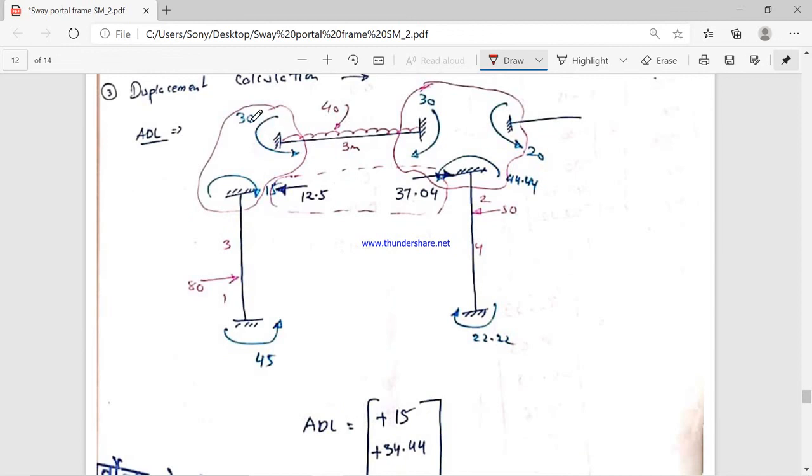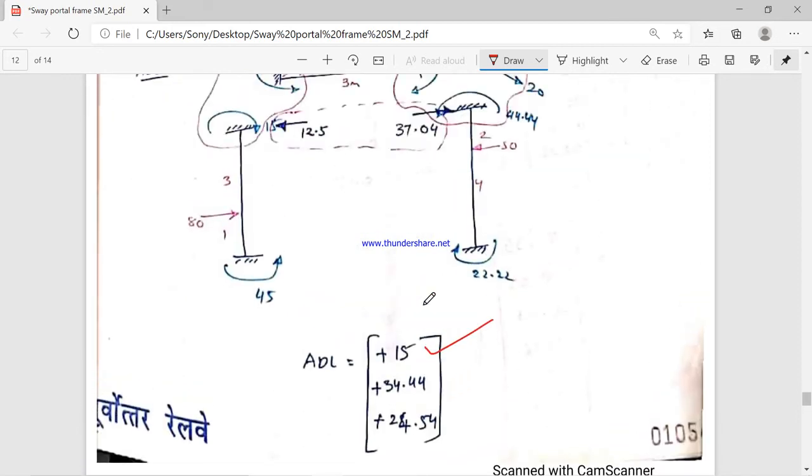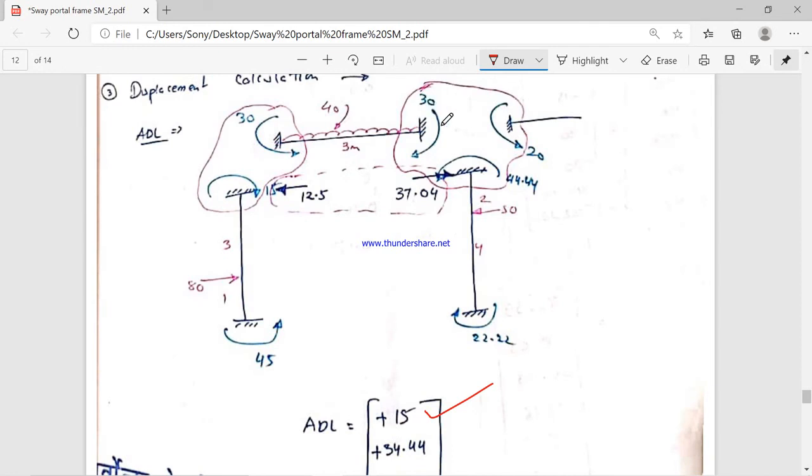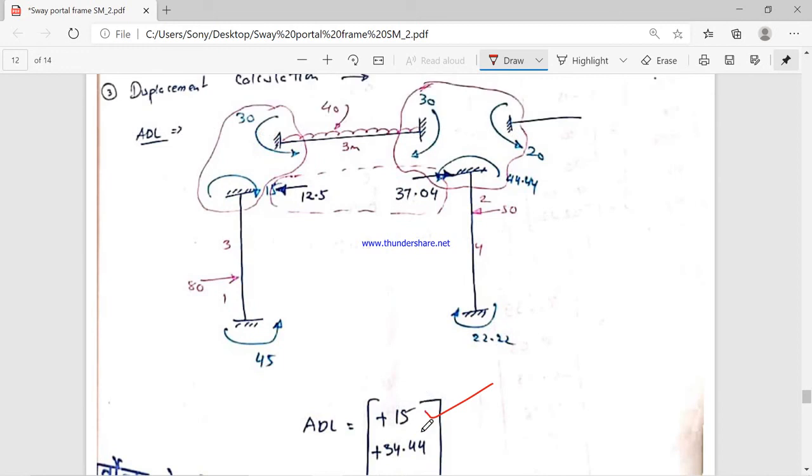Here the value is minus 30, here it is 15 plus 15, so minus 15 plus 15, it is minus 15, so here it will be written as plus 15, because we are representing this value in matrix form. Next is 30 and here it is 44 point, I think 48. So the answer will be equal to 34.44.